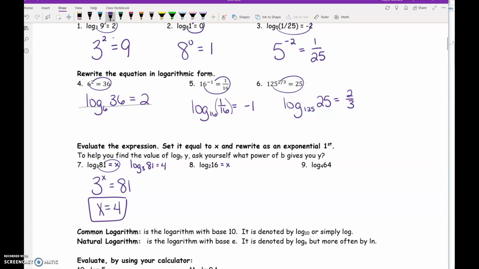This next one, 2 to the x equals 16. 2 squared is 4. 2 to the 3rd is 8. 2 to the 4th is 16, so this one is also 4. And then the last one, 4 to the x equals 64. 4 squared is 16. 4 to the 3rd is 64.